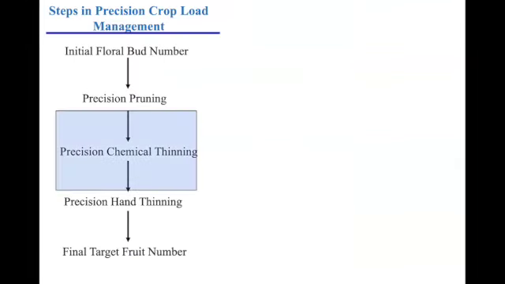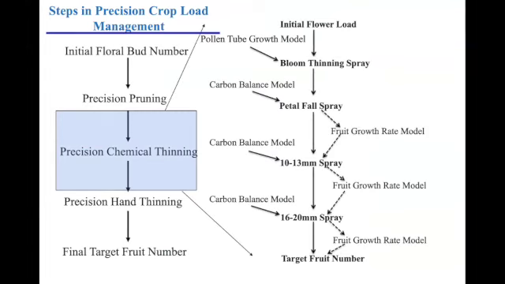Now I'd like to move to the second aspect of precision crop load management, which is the chemical thinning period, which starts at bloom and goes till fruits are about 20 millimeters. It's a more complex scheme. It starts with assessing the initial flower load on the tree near flowering, could be right before flowering at pink, and then applying blossom thinning sprays guided by the pollen tube growth model that Greg Peck is working on and Tori Smith to simplify.